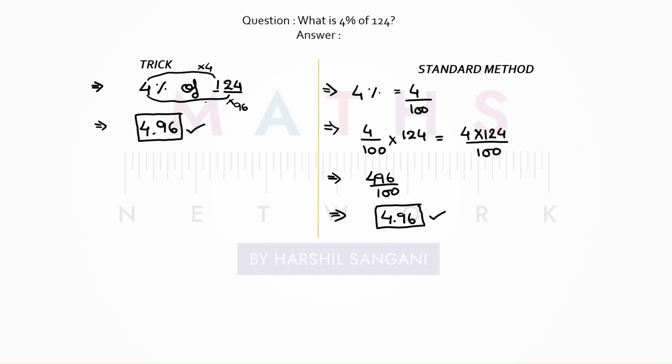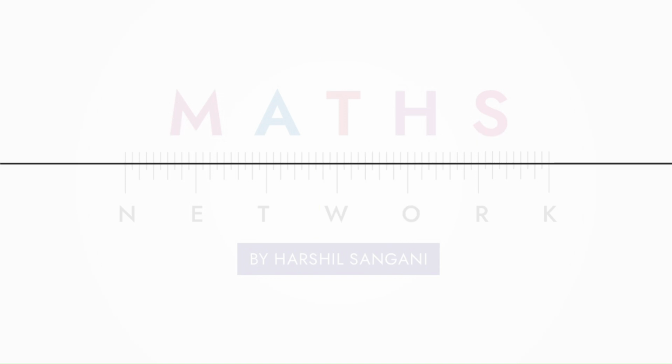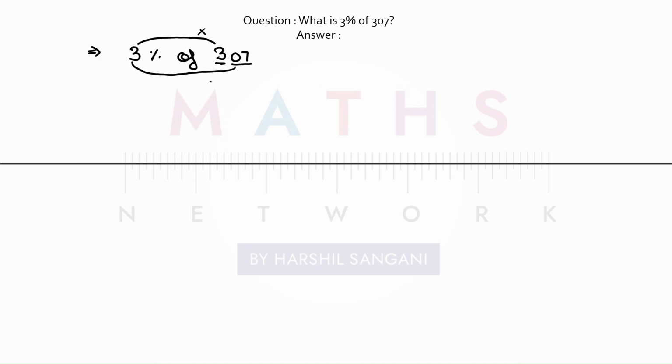Let's solve some more questions related to it. Now guys, we have what is 3% of 307. So I'll note this down, that is 3% of 307. We divide this 307 into two parts. One is the hundreds part and the second consists of the tens and the units part. We multiply 3 with this first part and then with the second part.